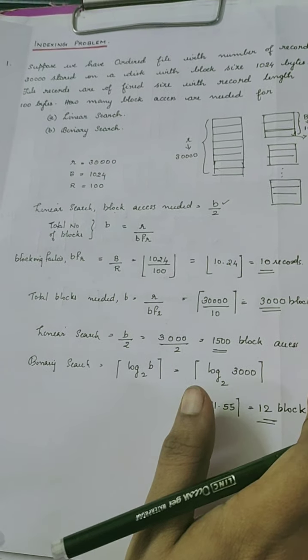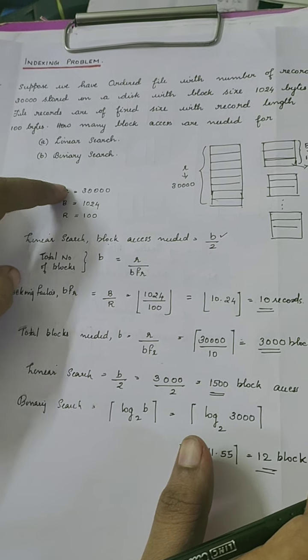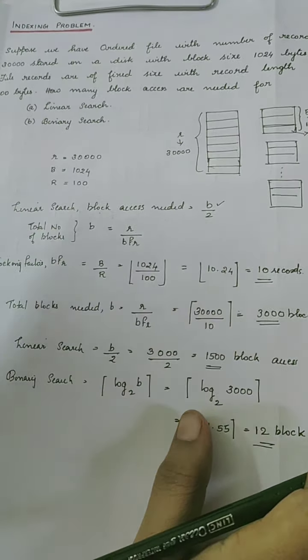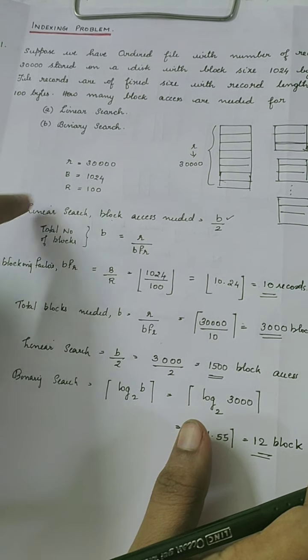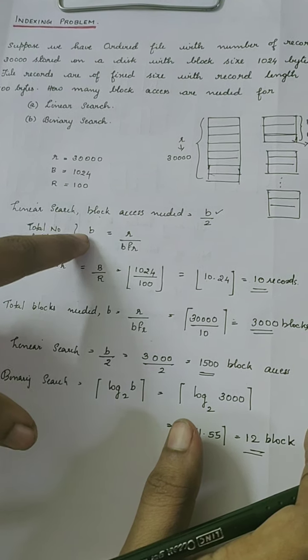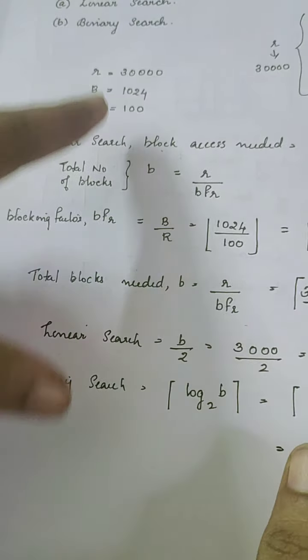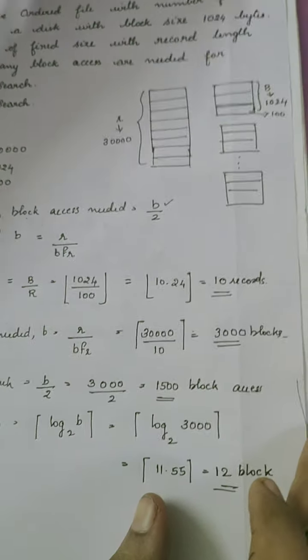Just remember how to represent each term. The total number of records is represented using small r. The block size is represented using capital B. The record length is represented using capital R. The total number of blocks we can find using small r divided by the blocking factor. The blocking factor can be found using capital B divided by capital R. So in this way we can solve the problems.